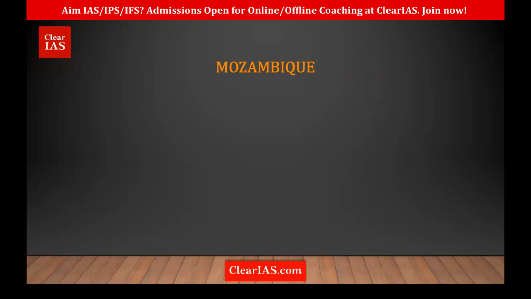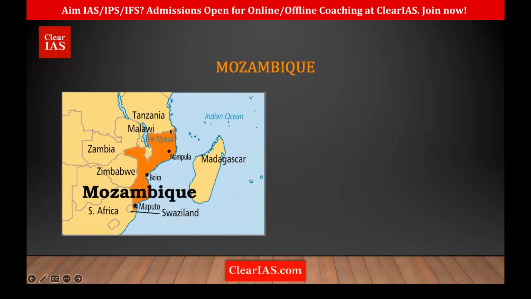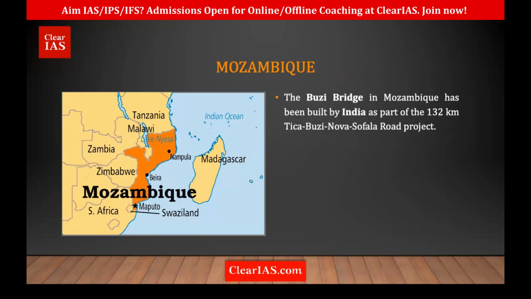Next is Mozambique. If you're talking about Mozambique, yes, this is the location of Mozambique, on the southeastern side. So why is it important? India is building a bridge in Mozambique. It's called the Buzi Bridge. Mozambique is Buzi. So India is constructing what? A Buzi Bridge.